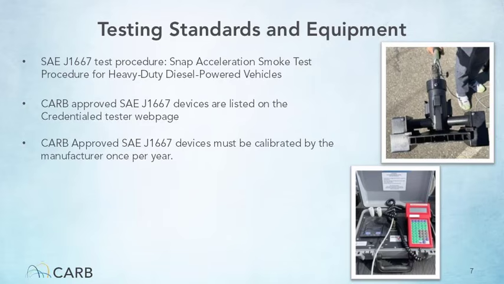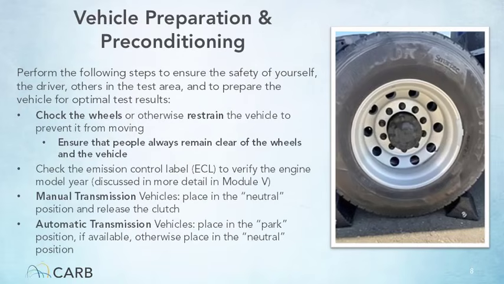To access this page from CARB's Clean Truck Check homepage, go to Credentialed Testers and Testing Devices, then to SAE J1667 Smoke Meter Information. Once you are set to begin performing the inspection, there are certain steps that you as the Credentialed Clean Truck Check tester must complete to prepare the vehicle for testing prior to performing the smoke opacity test. These steps help ensure the safety of yourself, the vehicle driver, and others in the test area, and help prepare the vehicle to more readily achieve accurate test results.